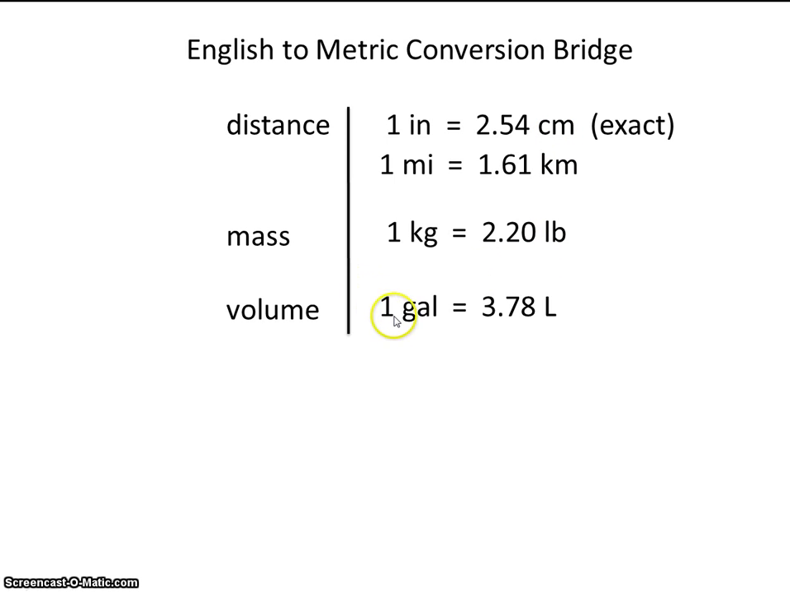I included this conversion factor here for volume because I believe this is written on some gallon of milks even. So you'll see that on a gallon of milk, and sometimes even on a toilet where it says 1 gallon per flush or 3.8 liters per flush. Here's an additional bridge. We've already seen this, but this is also one you should commit to memory.